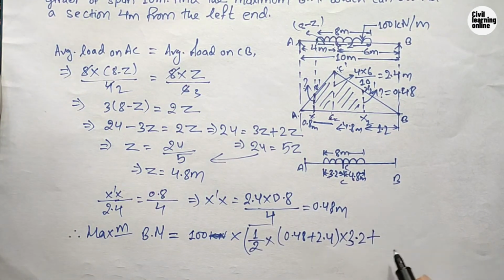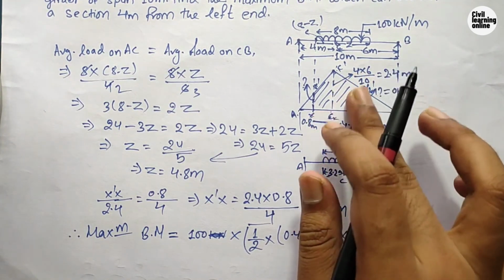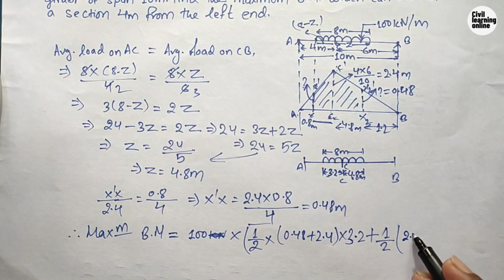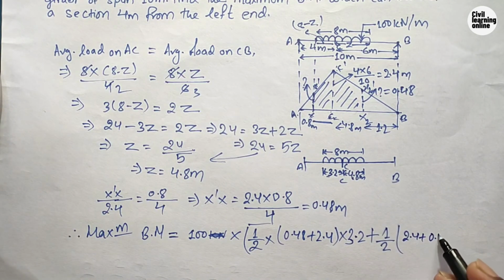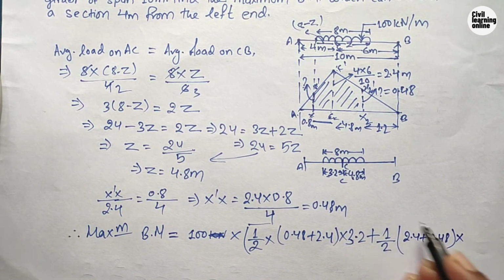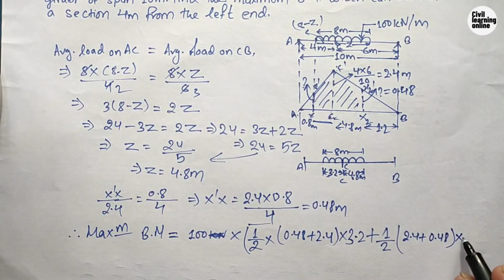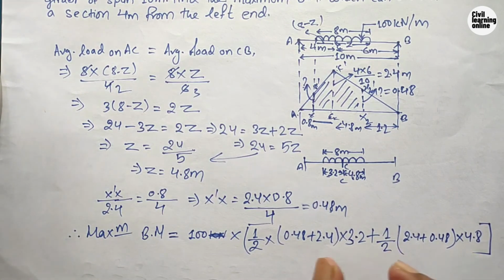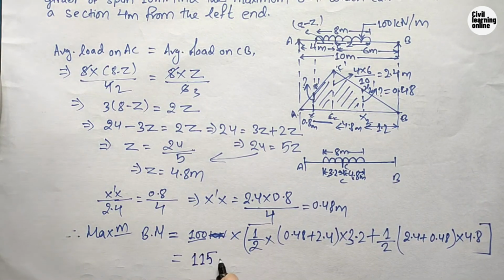and plus half the sum of parallel sides again in this portion. So the sum of parallel sides will be 2.4 plus 0.48, multiplied by the spacing between these two, which is 4.8, and the intensity of loading is 100 kilonewton, meaning 100 kilonewton is multiplied with this portion and this portion. On solving this, we get maximum bending moment equals 1152 kilonewton meter.